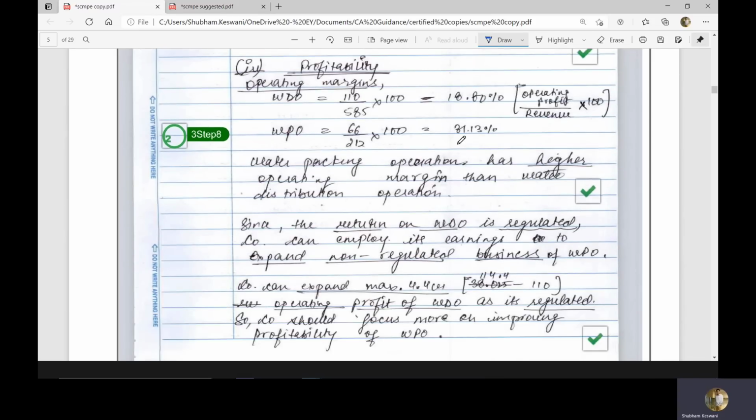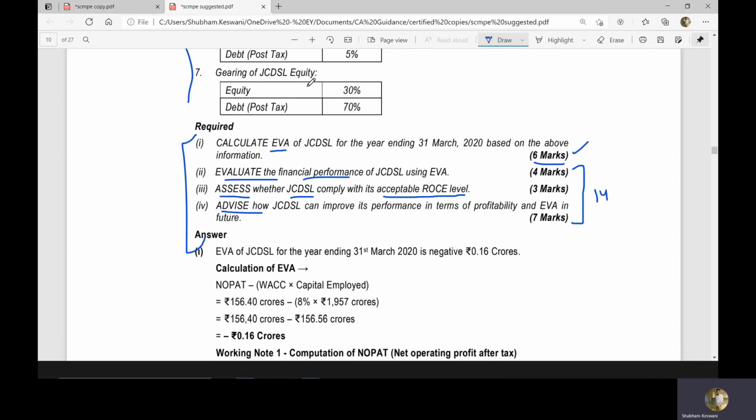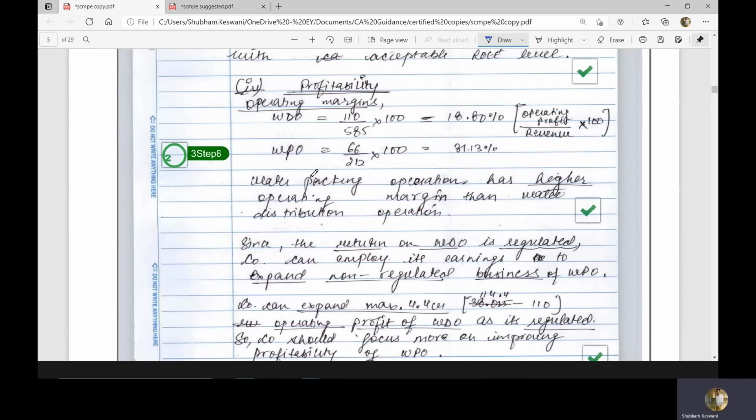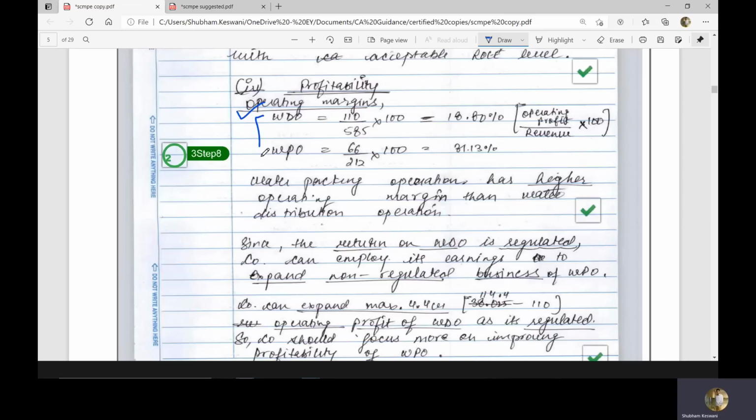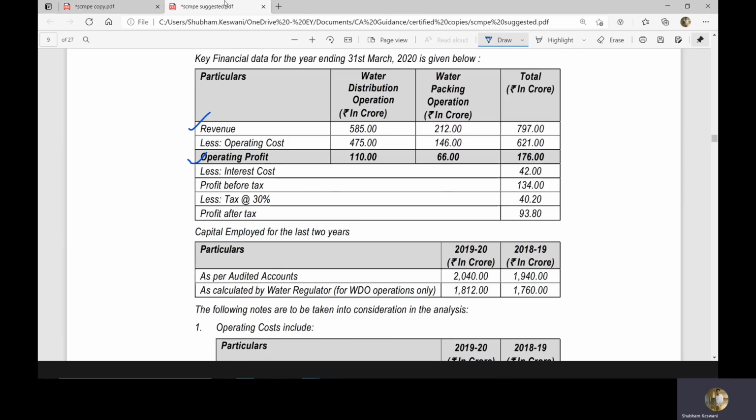Now talking about the profitability, this was again something which was asked for 7 marks, and I first of all showed what I mean by profitability. Profitability is meant by operating margins here, because that was given in my question. I was given operating profit and revenue, so I calculated the operating margin ratio. Now you would ask that I could have calculated some other ratio also, but that's not the case. I am given 2 units and only operating profit, and no other details, so the best calculation that I can do here is the operating margin ratio.